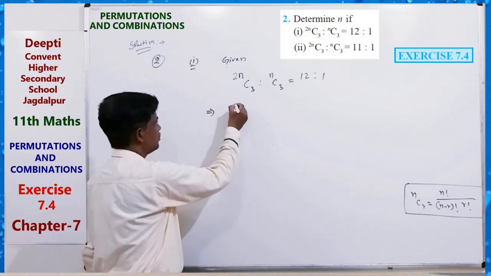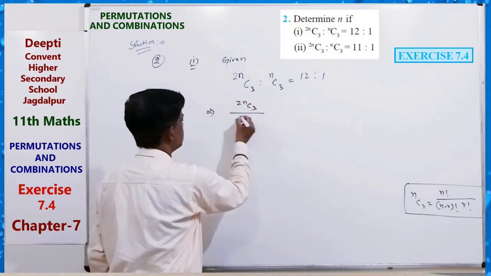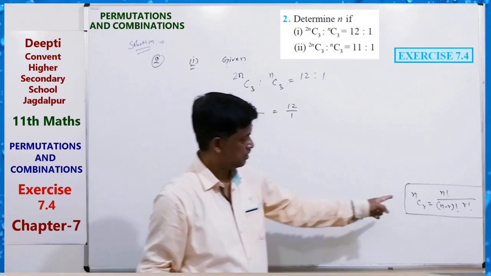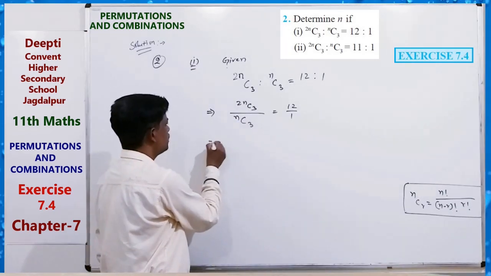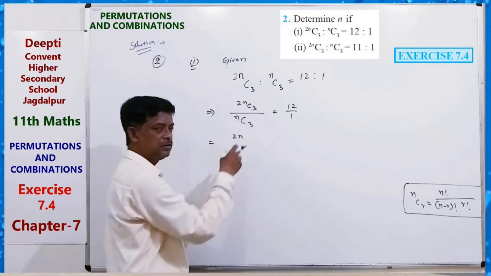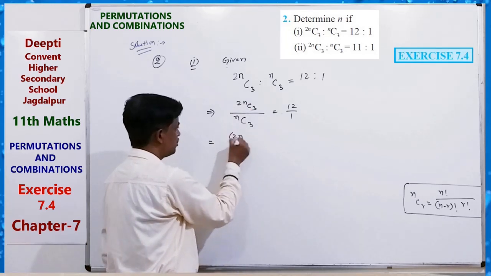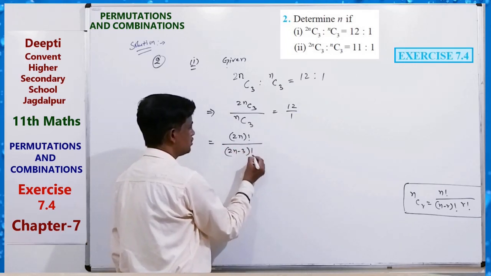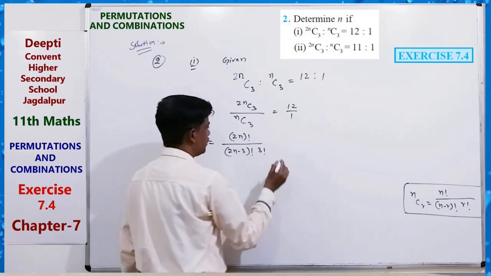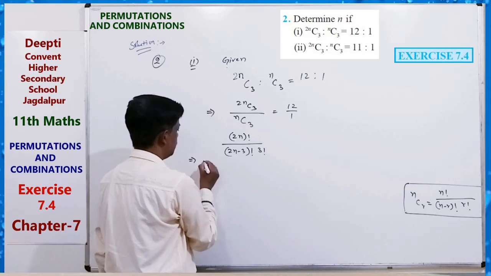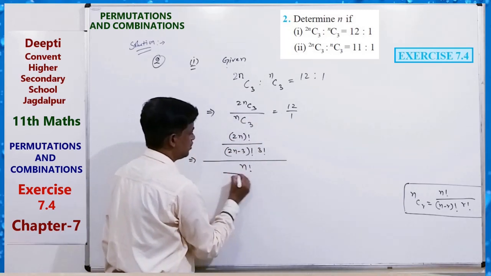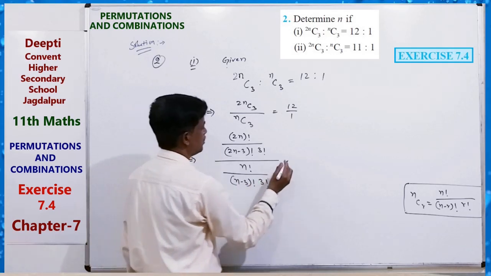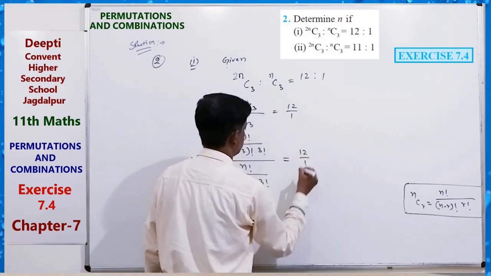So 2NC3 upon NC3 equals 12 upon 1. Just we have to find the value of n. The NCR formula is there, just apply the formula here. 2NC3, by using that formula, is 2n factorial upon 2n minus 3 factorial and 3 factorial, upon n factorial upon n minus 3 factorial, 3 factorial. Okay, so this equals 12 by 1.